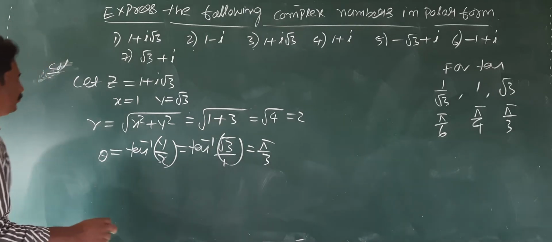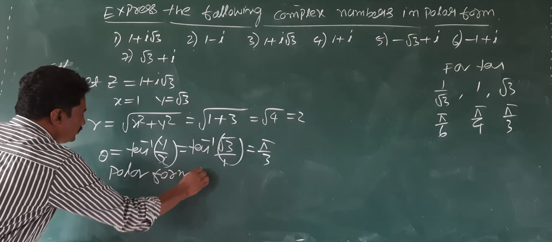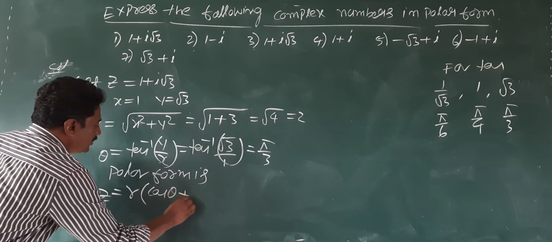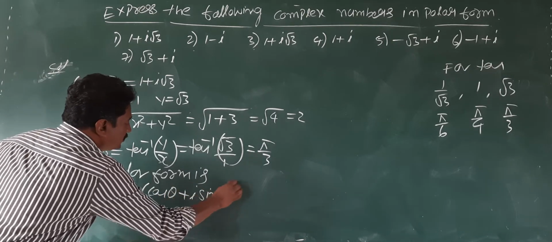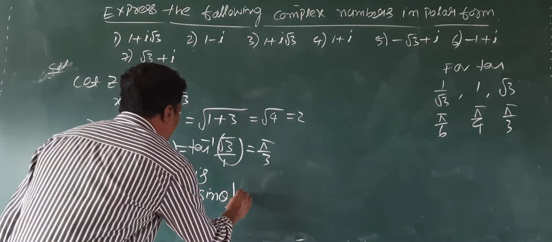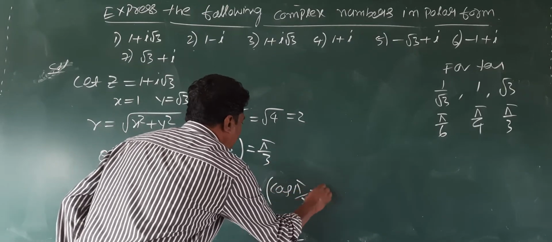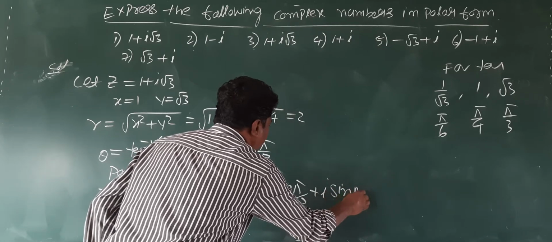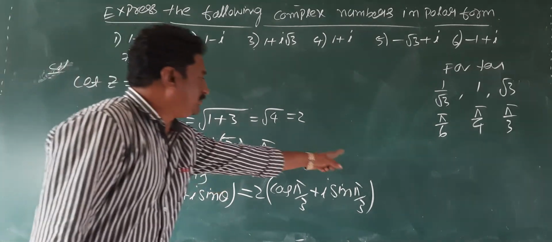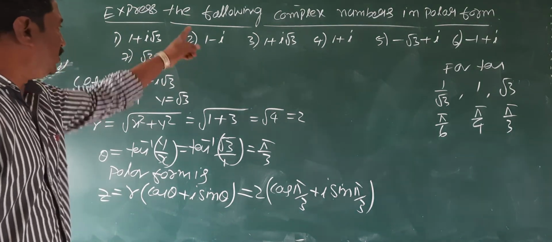Polar form. So z equals r into cos theta plus i sin theta. Just substitute for r and theta. Tell me the r value. 2 into cos pi by 3 plus i sin pi by 3. So this is the polar form of the complex number. Now let us go for solving the next question.